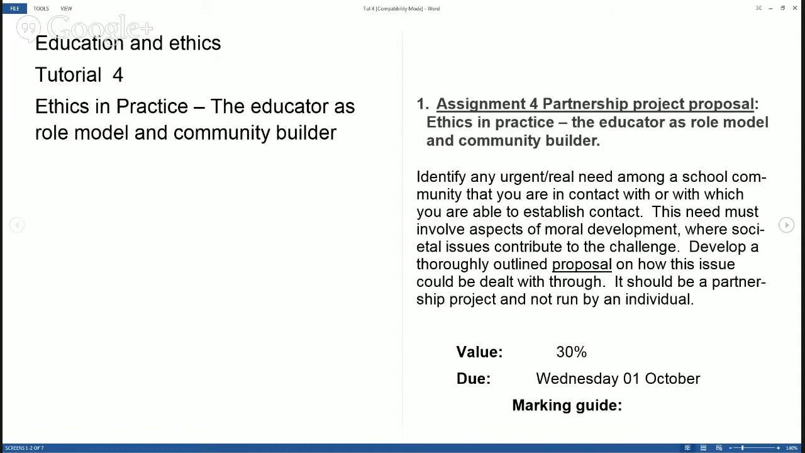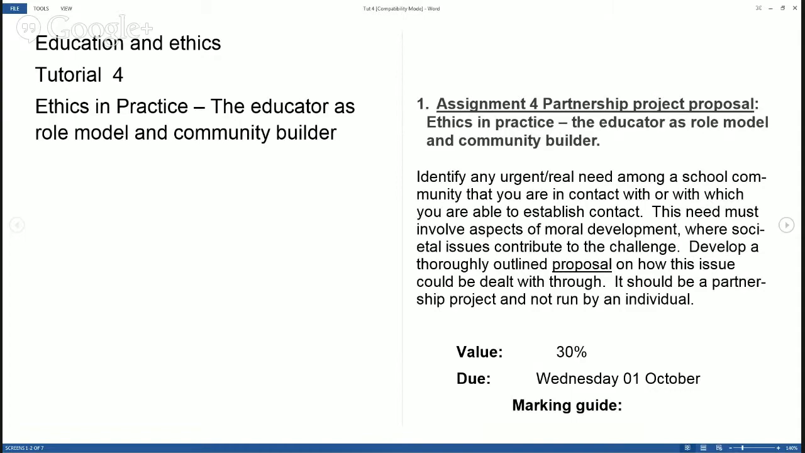So you have to identify any urgent or real need among a school community. And I don't think that's going to be too hard in the South African context. If you remember the video clips we looked at in tutorial 3, there were so many needs, down to very basic needs of chairs and a classroom and a roof that doesn't leak, or to just have writing utensils and things like that. So there are those needs, but I'd like us through this tutorial to think out of the box a bit and identify a really broad range of needs, so that you don't all just think of doing a food scheme or something like that.